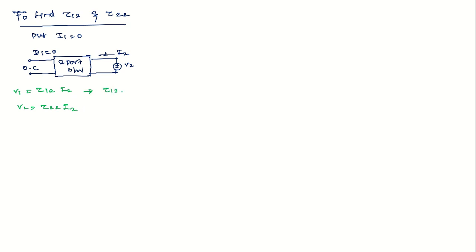Now this could be written as Z12 equal to V1 by I2, and Z22 equal to V2 by I2. See, this V2 by I2 is called the output impedance. You write it. This is called the output impedance when the input current is 0.